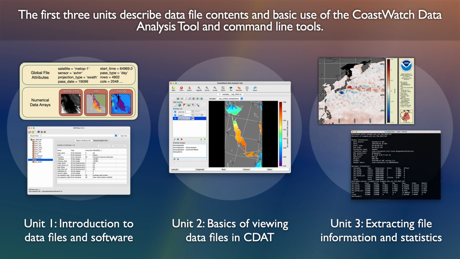And Unit 3 introduces the basic command line tools to get file information. So contents of the file, statistics of the data, and data values at a set of user-specified sample points. You'll also learn how to convert data files to images and other formats from the command line so that you can use that in scripts. All of the data plots in this video were created using the Coastwatch utility, so you'll be able to create similar images.